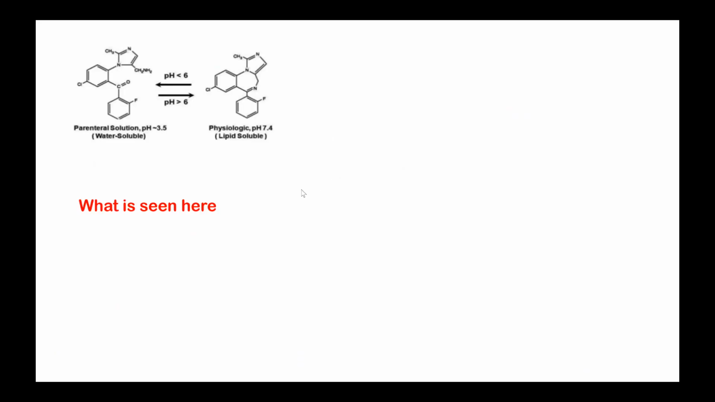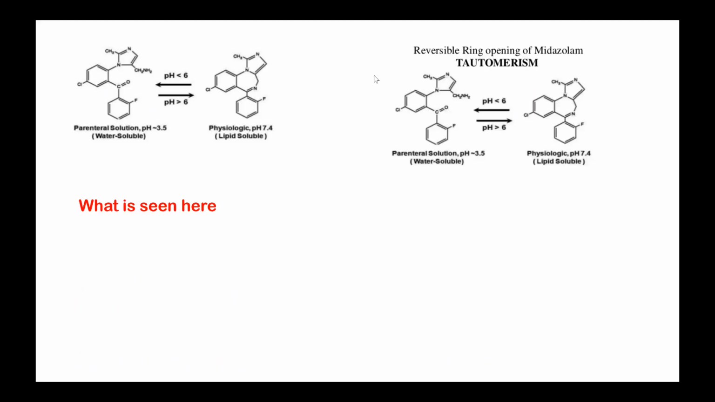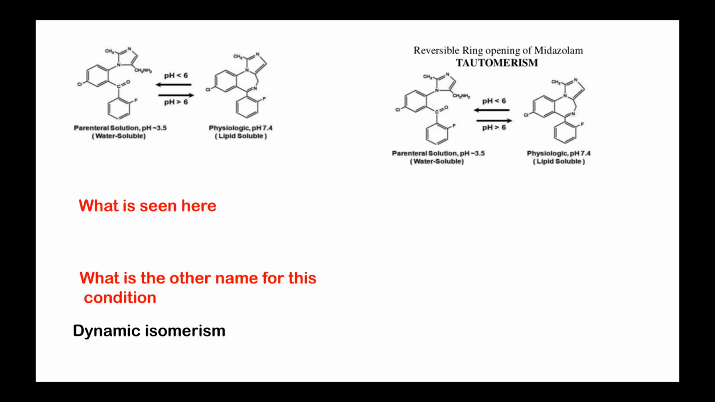What is seen here? Isomerization. Very good. It is not a medicine. Soluble in acidic state. What is the other name for this condition? It is called dynamic isomerism. What is a racemic mixture?